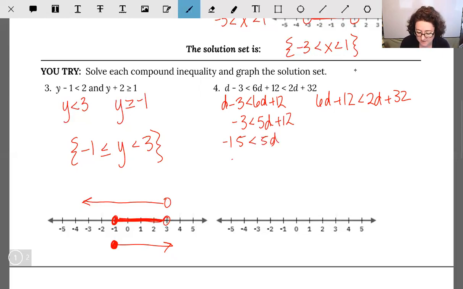Dividing both sides by 5 gives me -3 is less than d. And then just for making sense of where things are, you could, if you want, rewrite it. Just make sure the inequality is facing the same numbers.